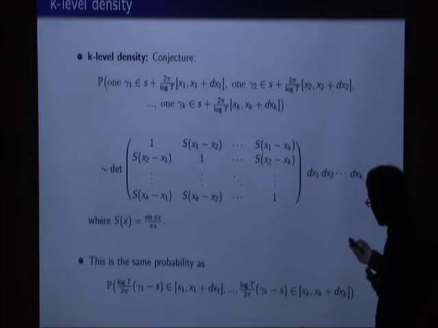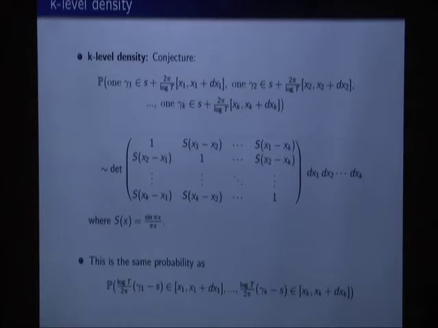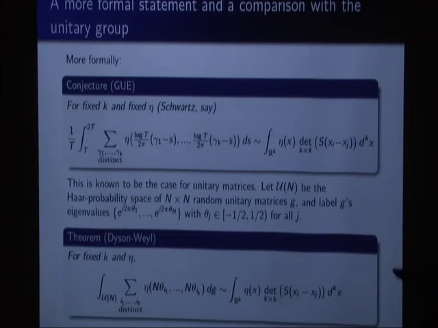But so far, I've been working with this heuristically. We're working with infinitesimals here, so let me restate this rigorously. We can subtract s from each side of this, and then multiply by log t over 2 pi. And that gives us these quantities of gamma minus s stretched out by a factor of log t over 2 pi. So these are randomly translated and stretched out zeros. And we're asking the probability that one of them lies in some interval, another one lies in another interval, and so on. If we integrate this probability measure against a test function, we get a more rigorous statement of this conjecture. It's called the GUE conjecture, or alternatively, the Montgomery-Odlyzko law.